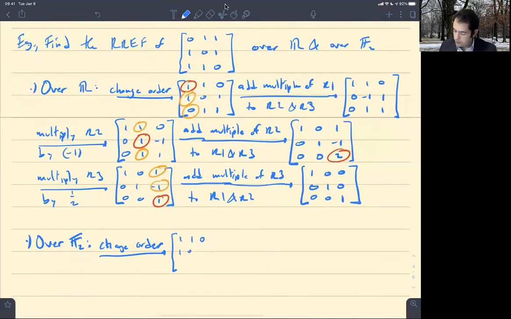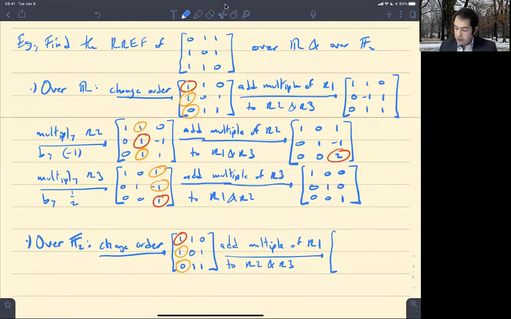Okay, so we will change the first and third rows so that we have a pivot there, and we can use that pivot to clean up the rest of the column. So we'll do that by adding a multiple of row 1 to row 2 and row 3. Okay, so what do we want to do? We want to get rid of this 1. So in the real numbers, we said take this row, multiply it by -1, and add it to this one. Right? Okay, here, the field only has 2 elements, 0 and 1.